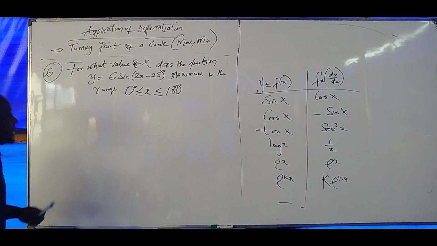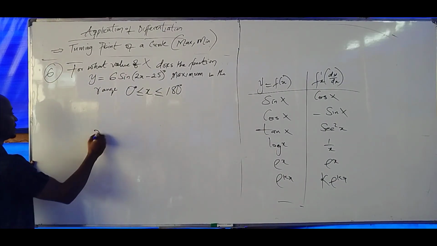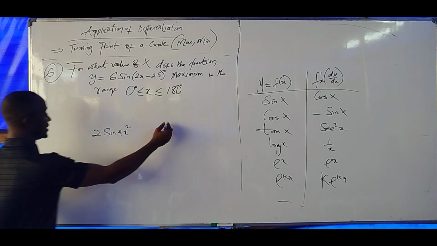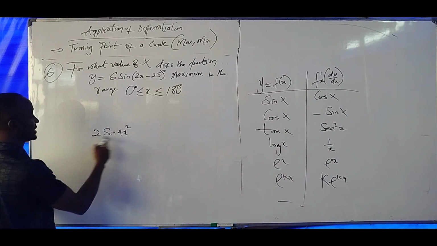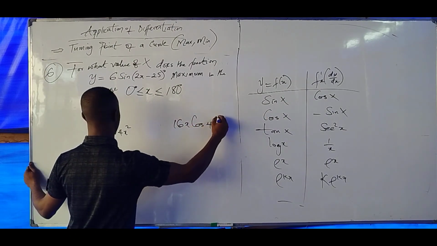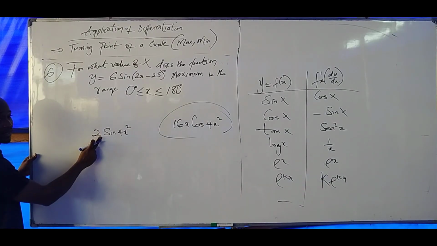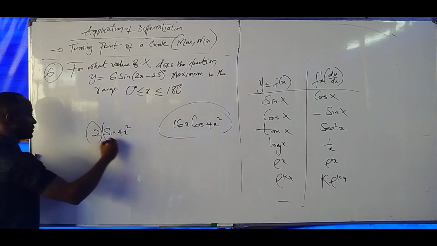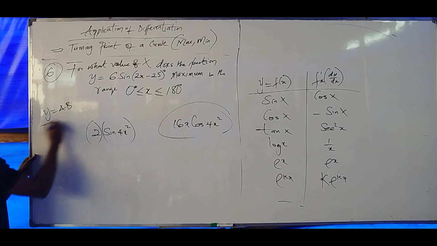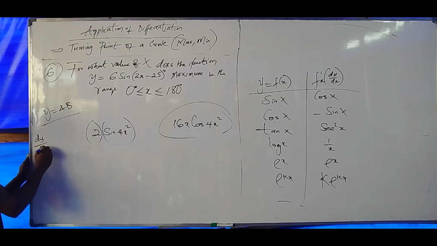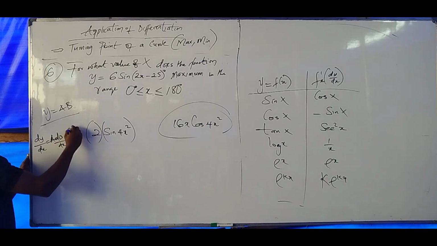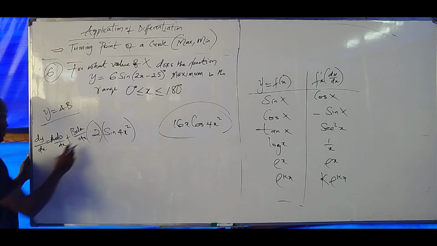Let's say we have y equals 2 sin 4x squared. Now, we say what? This is 8x, right? 8x times 2 is 16x cos 4x squared. Why? Because I have a number here. But I can also use the product rule. y equals AB. To solve this, the rule says dy/dx equals A dB/dx plus B dA/dx. You understand this?